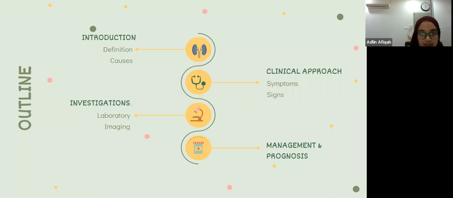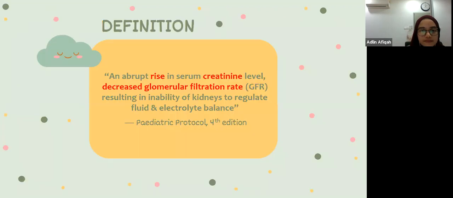So this is my outline. Okay, so we go to the definition first. What is AKI? AKI is an abrupt rise in serum creatinine level, decrease in GFR, resulting in inability of kidneys to regulate fluid and electrolyte balance. This is based on pediatric protocol, 4th edition.